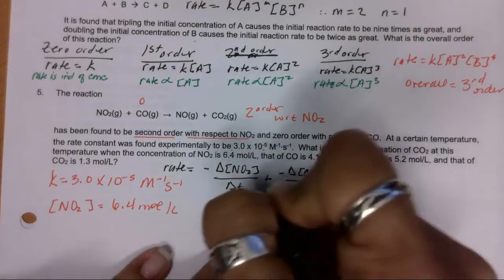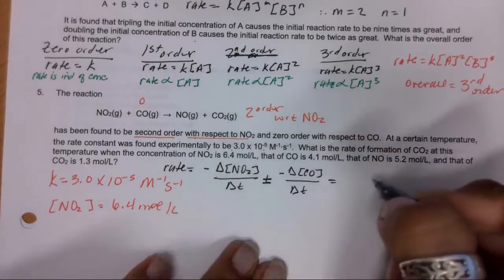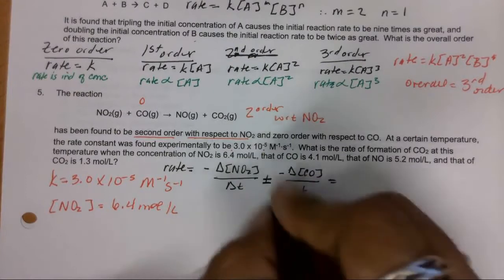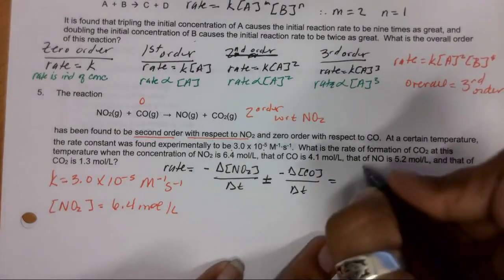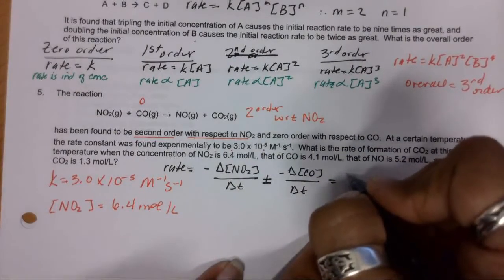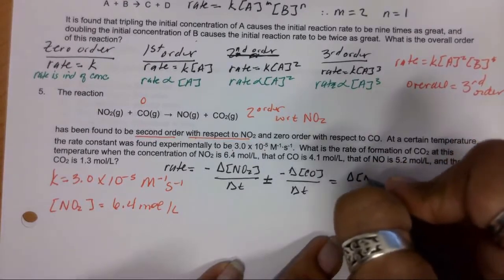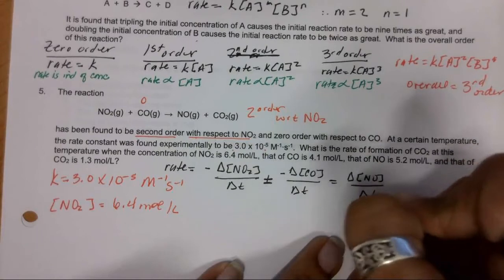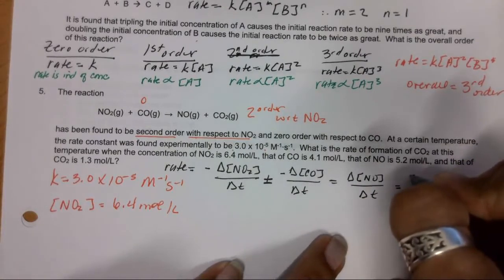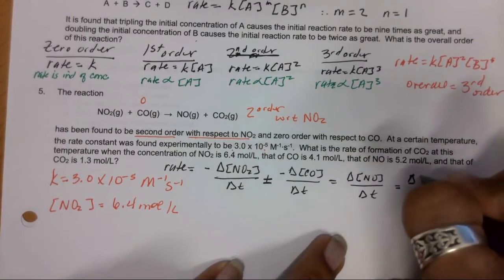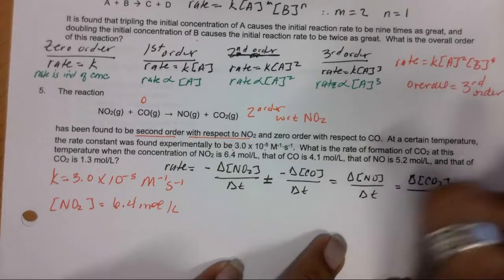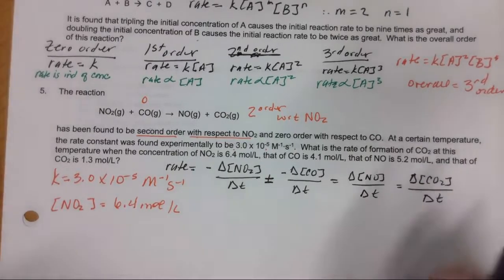I'm sorry, this is not plus. We're equating this. This is just equal. Sorry about that. These are reactants, so they're negatives. Now we're talking about the formation, the products here, so we're not going to do negative. It's positive. And then we just have the change in concentration of NO over the change in time, which is equal to the change in concentration of CO2 over the change in time.